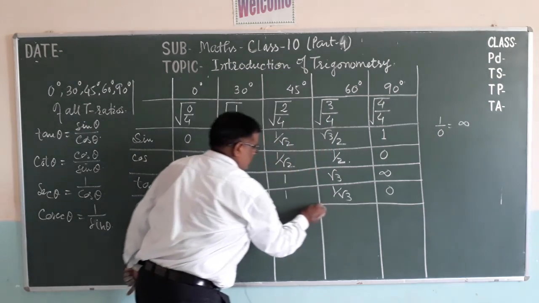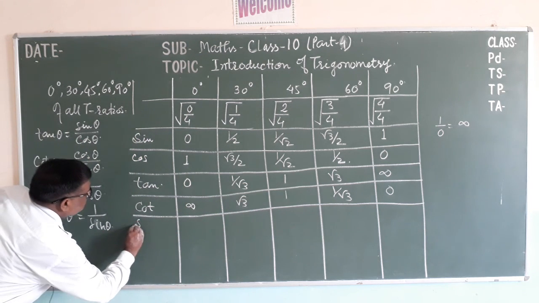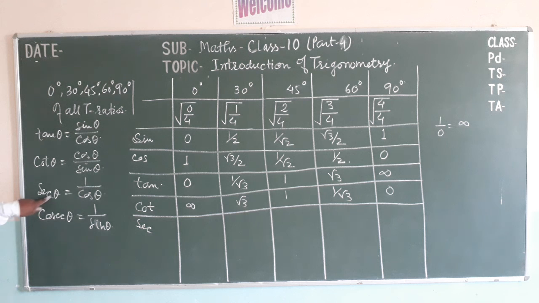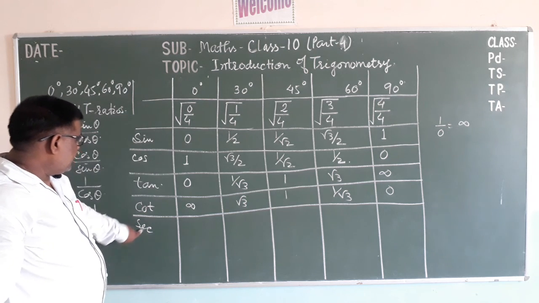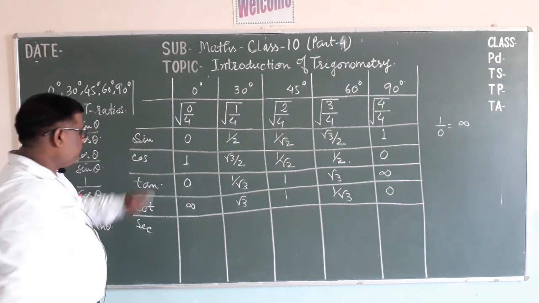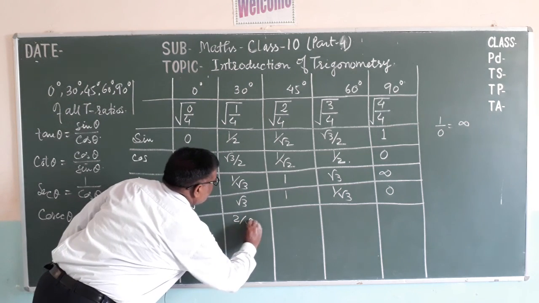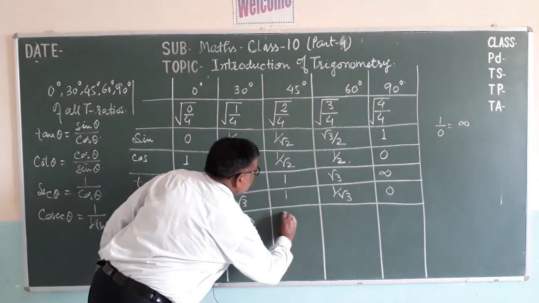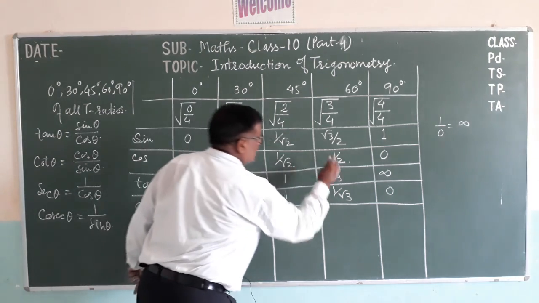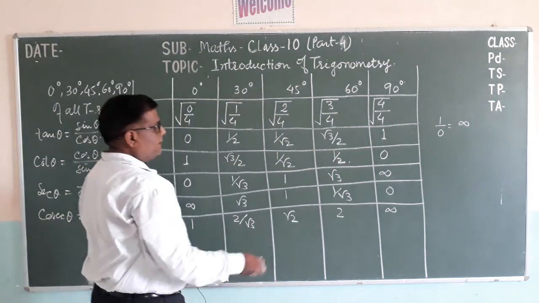Now in case of sec, sec theta is equal to 1 upon cos theta. So sec is the reciprocal of cos: sec 0 degree is the reciprocal of 1, that is 1. Then 2 by root 3, then the reciprocal of 1 by root 2, that is root 2, then 2, and 1 by 0, that is also infinite.